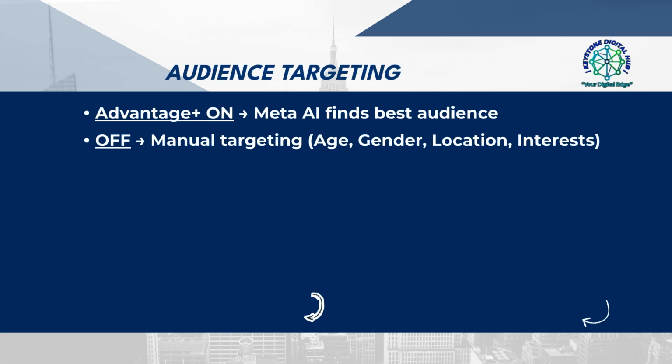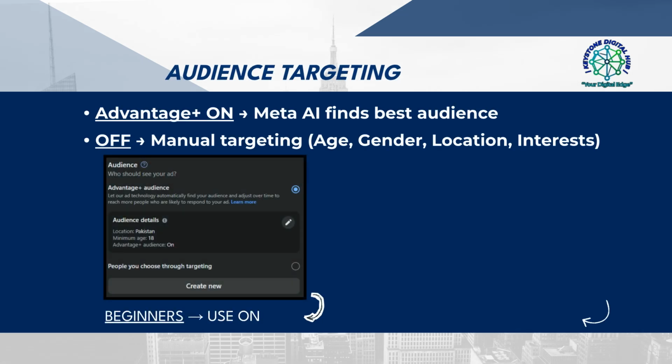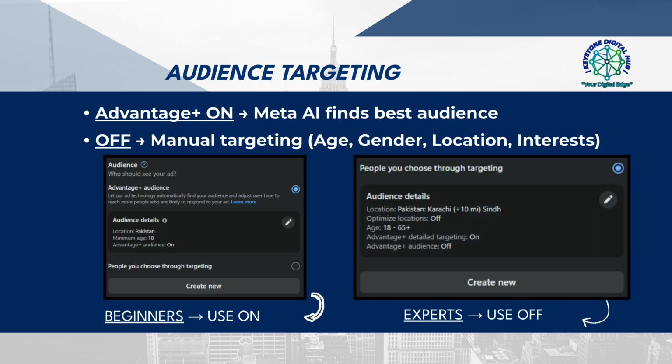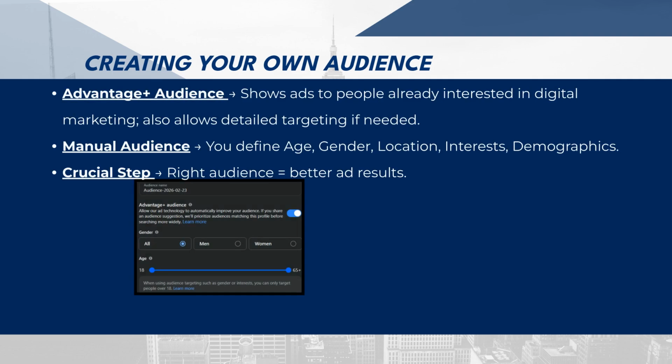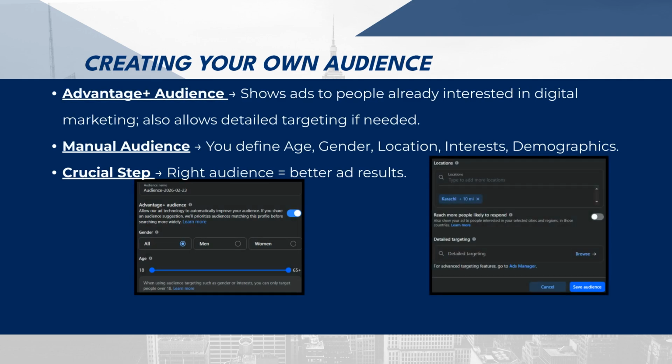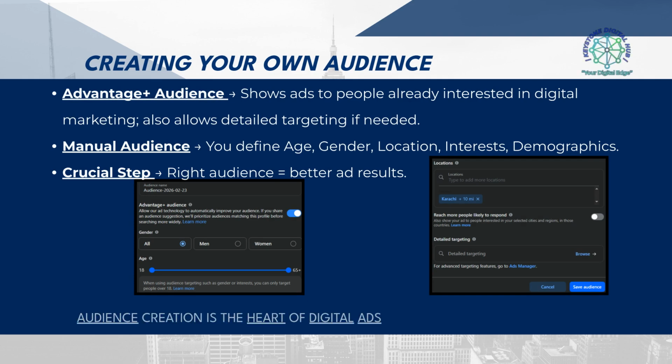In audience targeting, Advantage plus ON means Meta AI finds the best audience for you, which is great for beginners. Turning it off allows for manual targeting based on age, gender, location, and interests, ideal for experts. Creating your own audience can be done through Advantage plus Audience, which targets interested people, or Manual Audience, where you define demographics. The right audience leads to better ad results. Audience creation is the heart of digital ads.